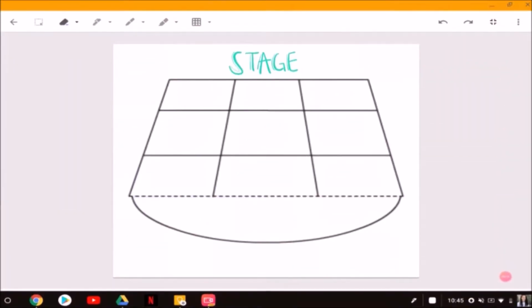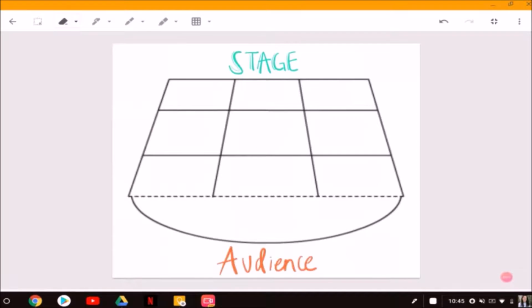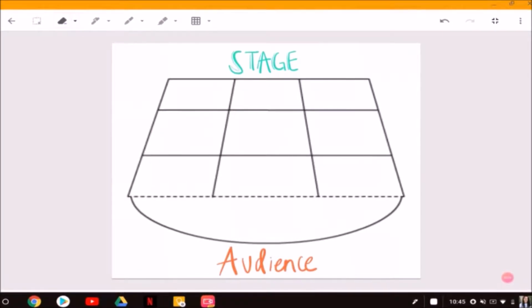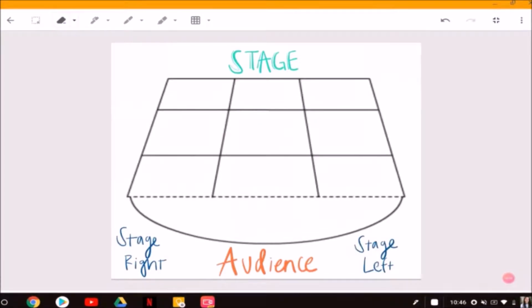This is a bird's eye view from a stage typically used in most theaters. To understand directional terms, you need to first know where the audience is. The audience plays a key role in determining stage directions. This is stage right, and this is stage left.